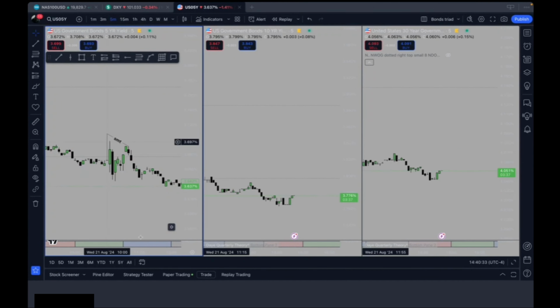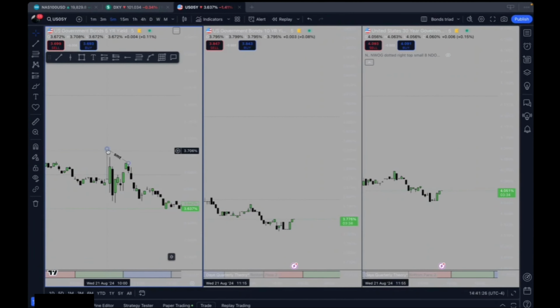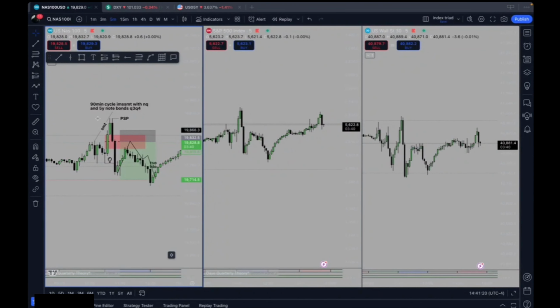So here we see Q3. Here's Q4. We have the highest point of Q3 right here, and the highest point of Q4 was below the Q3 highest point, while on our indices triad, we had the Q3 highest point being below Q4's highest point. So this creates an intermarket sequential SMT with NQ and bonds within Q3 and Q4.